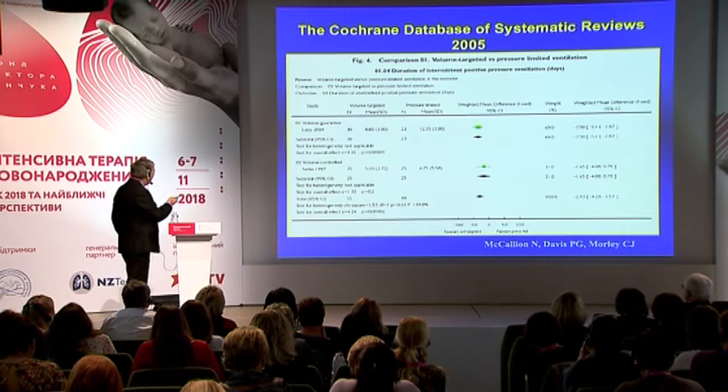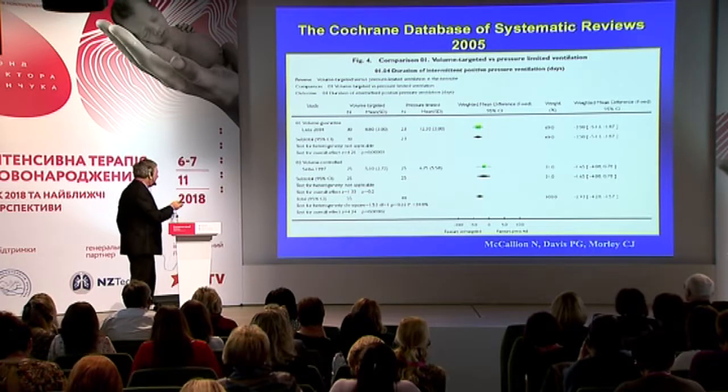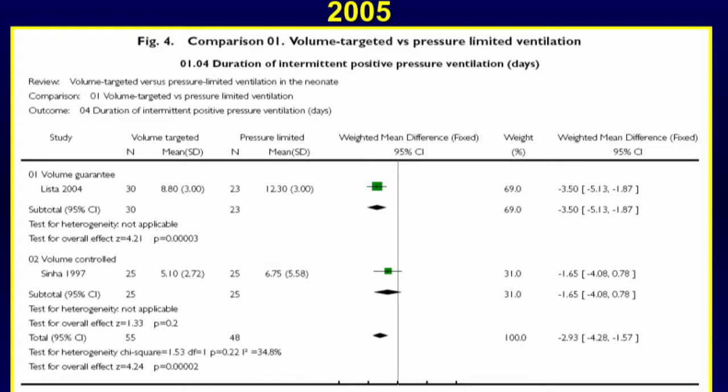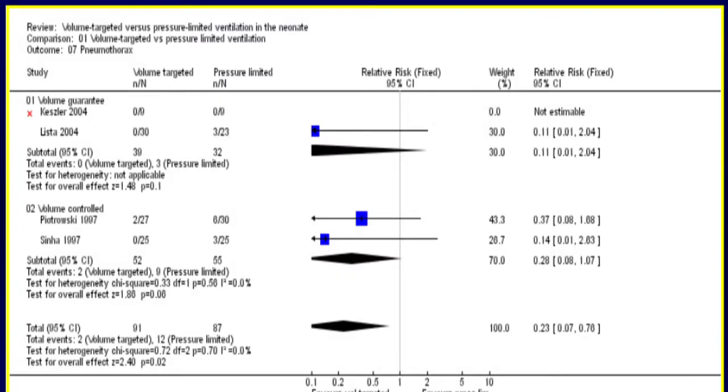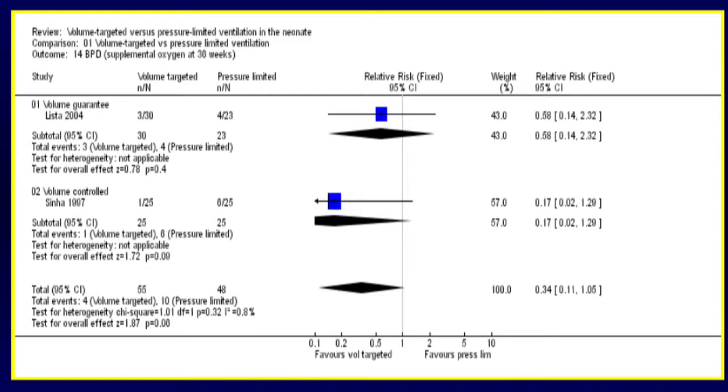This was the first review that was done by the group from Melbourne in 2005, and I won't belabor these until we get to the end, but this looked at the duration of intermittent positive pressure ventilation, and again shows a statistically significant reduction when babies were ventilated by volume rather than by pressure. This is the rate of pneumothorax. You can see again, statistically significant favoring of volume targeting. This was BPD, defined as an oxygen dependency at 36 weeks post-menstrual age, and it just narrowly missed being statistically significant. But we'll get there.